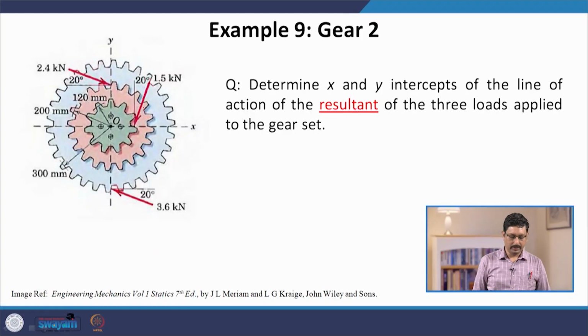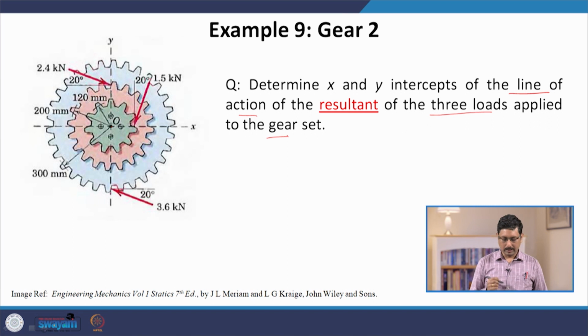Instead of one gear we now have a gear set. So, it is a system of 3 gears, all of them have the same center. So, they are a concentric system of 3 gears. The problem says that there are 3 forces acting on this gear set as shown by these arrows, one force each on a different wheel. The question asks, determine the x and y intercepts of the line of action of the resultant of the 3 loads applied to the gear set.